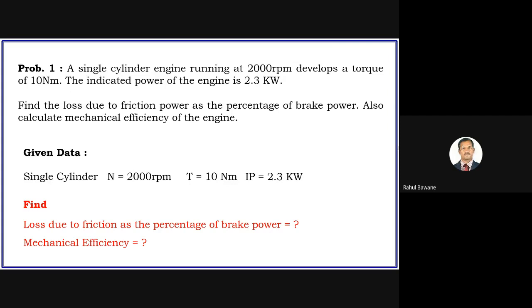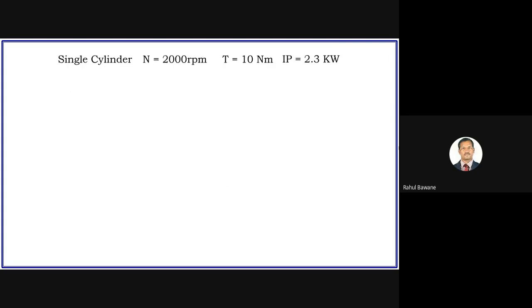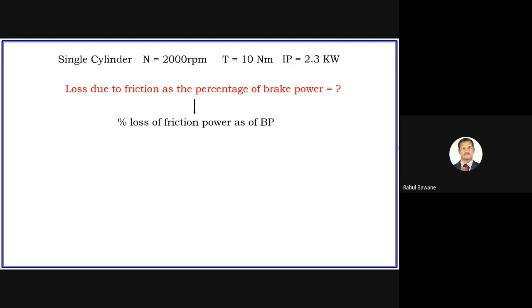So let's go ahead. This is our given data: single cylinder, speed is 2000, torque is 10 Newton meter, and indicated power is 2.3 kilowatt. So first, loss due to friction. But this is not only the friction power, we have to calculate it as a percentage of brake power. So percentage loss of friction power as of brake power. We will have the formula friction power divided by brake power, and as it is asked in percentage, multiply by 100.